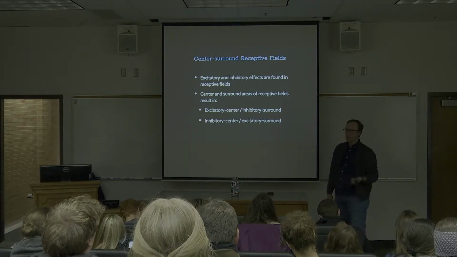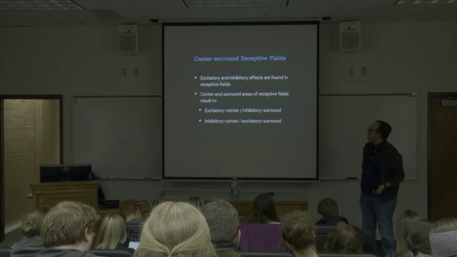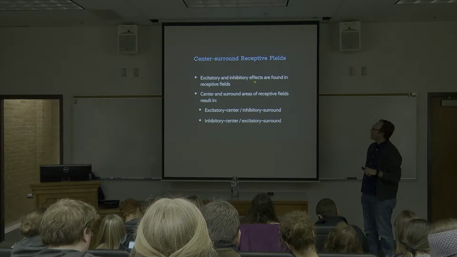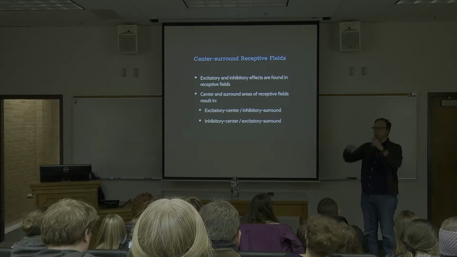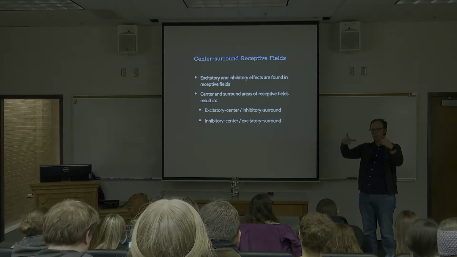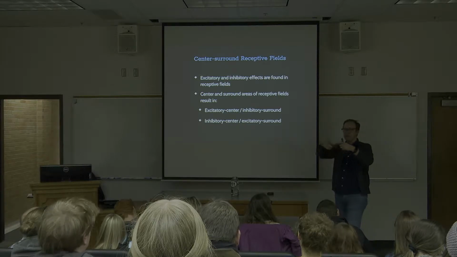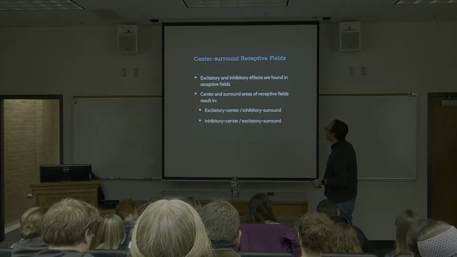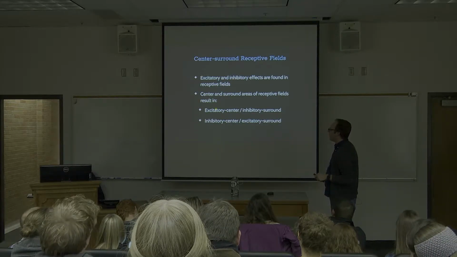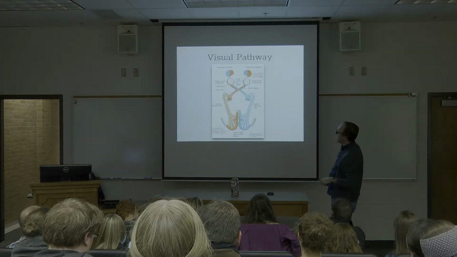Okay, so these are center surround receptive fields. Excitatory and inhibitory effects are found in the receptive field. So you can have excitatory in the middle, inhibitory on the surround. You can have the reverse as well. So some neurons will be inhibited in the middle, excited on the outside. Yeah, excitatory center. Exactly what I just said.